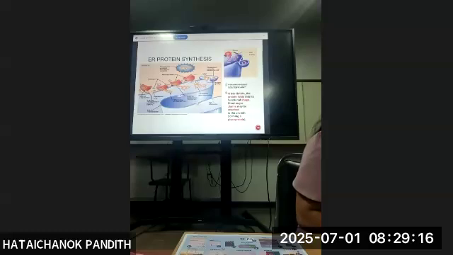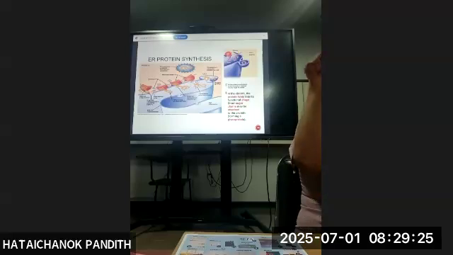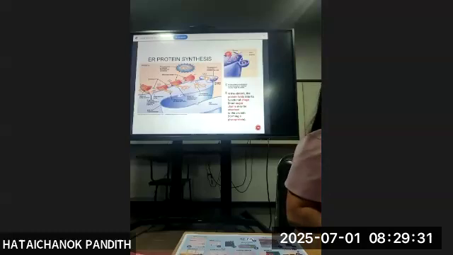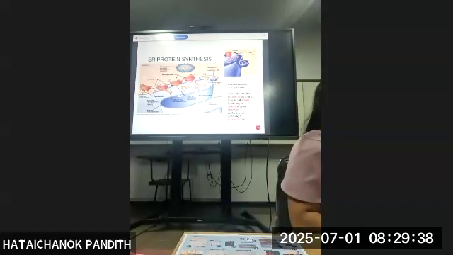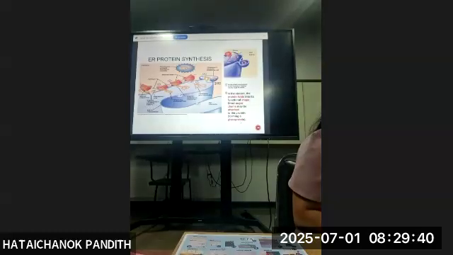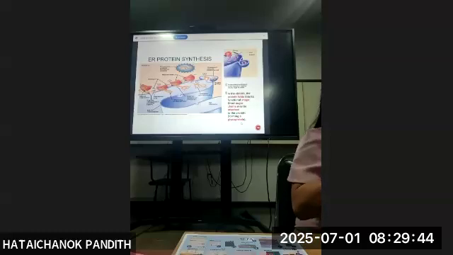This one they call cisterna. It is just like the stick, the antenna of the ER, and then they call it ER cisterna. If you attach the sugar to the protein, they will call it glycoprotein.